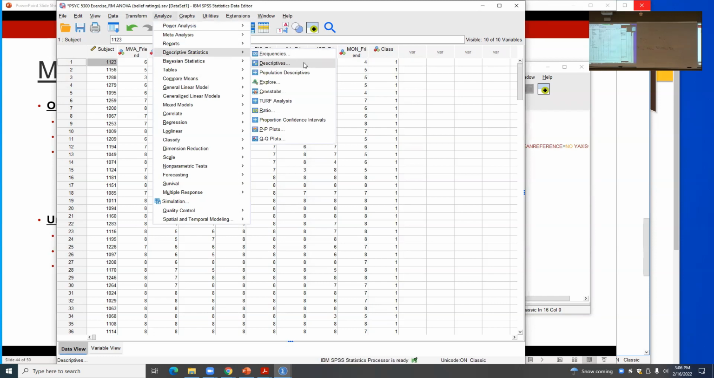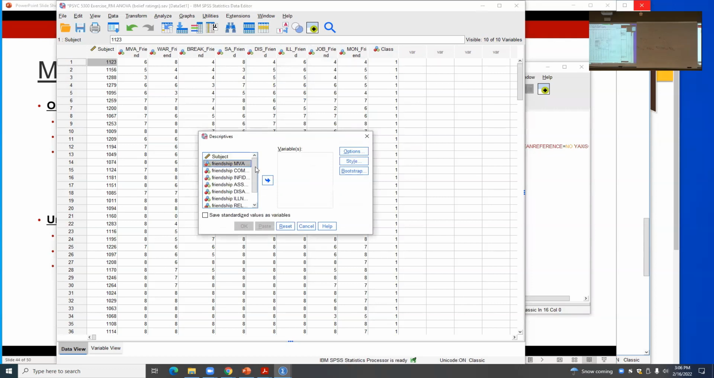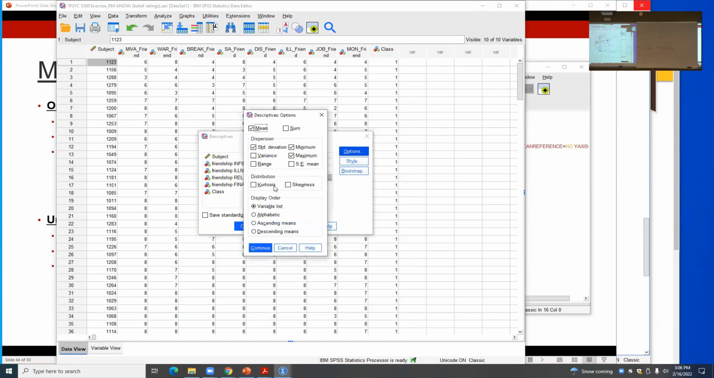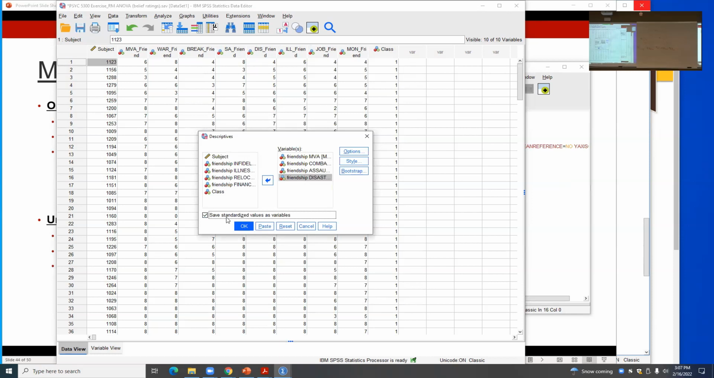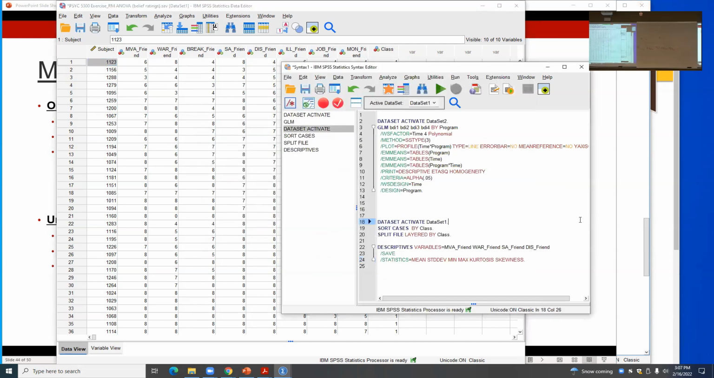And so now we're going to go Analyze, Descriptives, and go to Descriptives. And here we're going to choose our car accident, our combat, our assault, and our disaster. Okay. We're going to ask for skew and kurtosis. We're going to ask to save standardized values. And I'm going to hit paste. Okay.